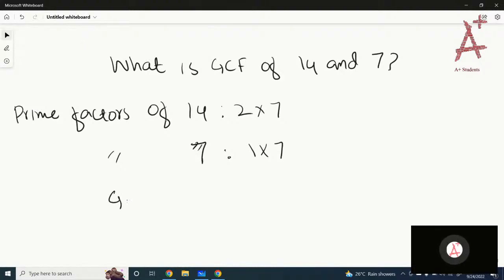So the GCF is, you have to look for the common factor. The common factor is 7. So the GCF of both the numbers is 7. Got it? So select the correct option. You are given 4 of them. They are 14, 7, 6, and 28. So 7 is the correct option. Select the correct option and click on the OK button.